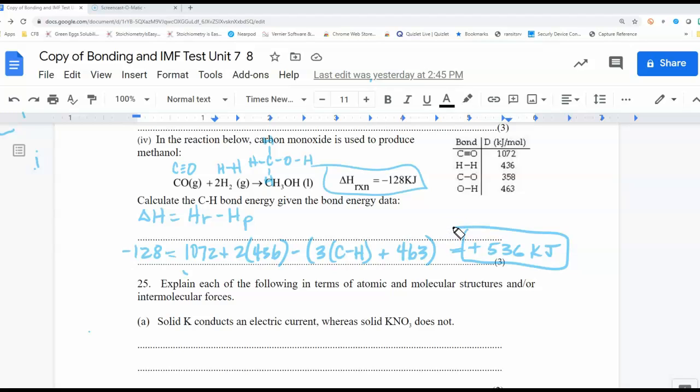Okay, next question. Explain each of the following in terms of atomic and molecular structures and/or intermolecular forces. So solid potassium conducts an electric current, whereas solid KNO3 does not. Solid potassium, K, has a sea of mobile electrons due to metallic bonding.